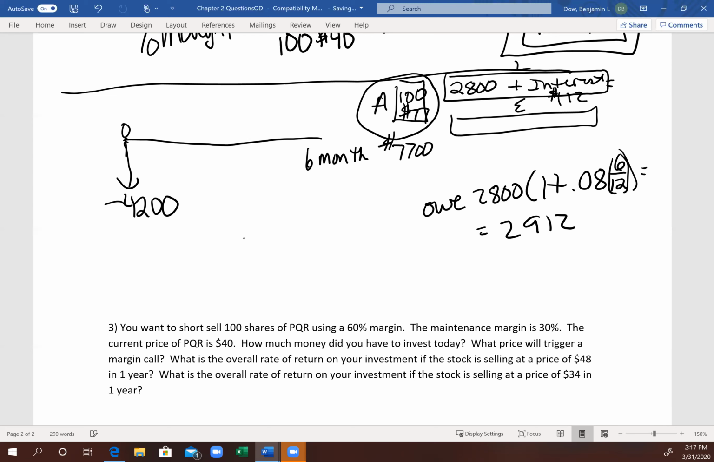So we owe $2,912, but we've got assets worth $7,700. That means our equity position would be $4,788. So if we started at 4,200, the initial equity position, and 6 months later, our equity position's at 4,788.